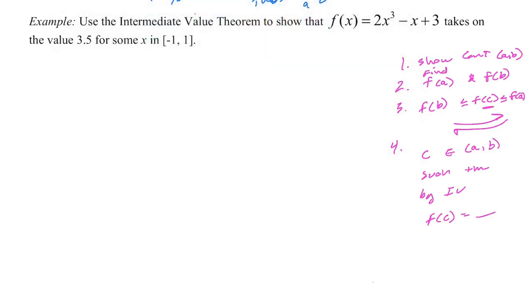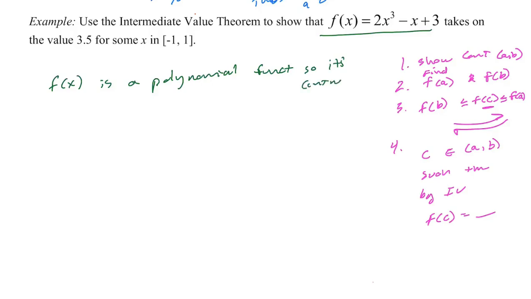First, look at this function. It's a polynomial, so it's a continuous function. So I'm going to say f of x is a polynomial function, so it's continuous. Alright, so I got it's continuous. I need that every single time.